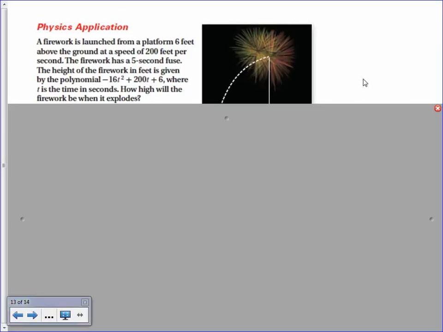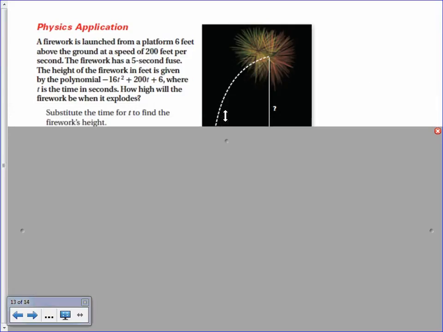So let's finish off this video with a physics application on how we use polynomials. So a firework is launched from a platform 6 feet above the ground at a speed of 200 feet per second. The firework has a 5-second fuse. The height of the firework in feet is given by the polynomial negative 16t squared plus 200t plus 6, where t is the time in seconds. So how high will the firework be when it explodes?